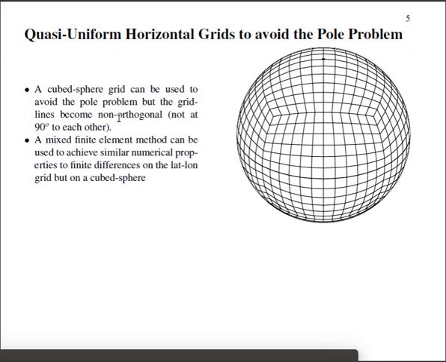In order to improve parallel scaling, a lot of operational centres are realising that they need to move away from the latitude-longitude grid and use a quasi-uniform grid. This is a cubed sphere grid, which doesn't have these poles where all the resolution clusters towards the poles. The problem with this grid is that now the grid is non-orthogonal, so these grid lines are not at 90 degrees to each other. This means that the finite difference methods that the Met Office were using are no longer accurate. So the Met Office are moving to a mixed finite element technique in order to have an accurate model on a cubed sphere grid. With this mixed finite element method, you can achieve similar numerical properties, things like accuracy and conservation, as they could on the latitude-longitude finite difference grid.